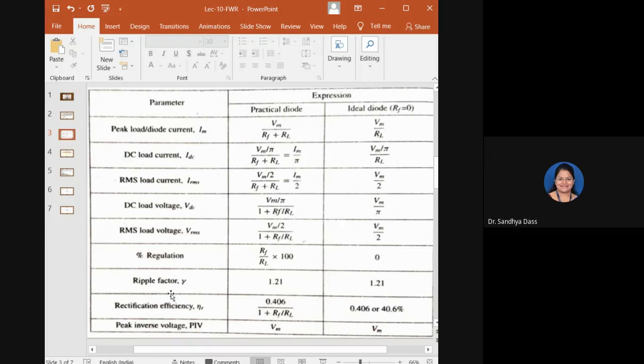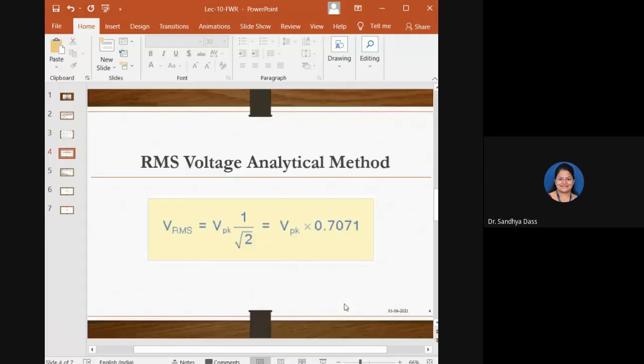Ripple factor, we derived for the half wave rectifier for both the practical diode and ideal diode condition, it is 1.21. And rectification efficiency, we got the expression 0.406 by 1 plus Rf by RL, and for an ideal diode, it is simply 40.6%. And PIV, we derived it to be the Vm value for both conditions, right? I just want to recall these things to you.